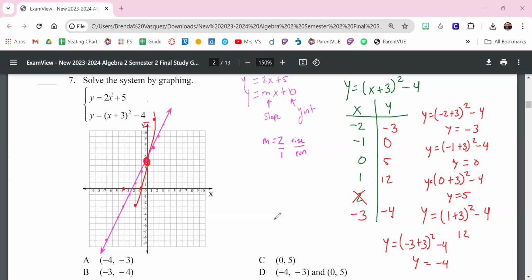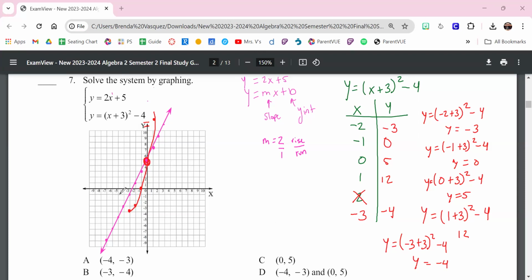I'm looking at this. -3, -4. Did I graph it wrong? Yes, I did. -3, -4. Down here. There you go. So this continues to go down and down. Okay, let's go ahead and do one more.